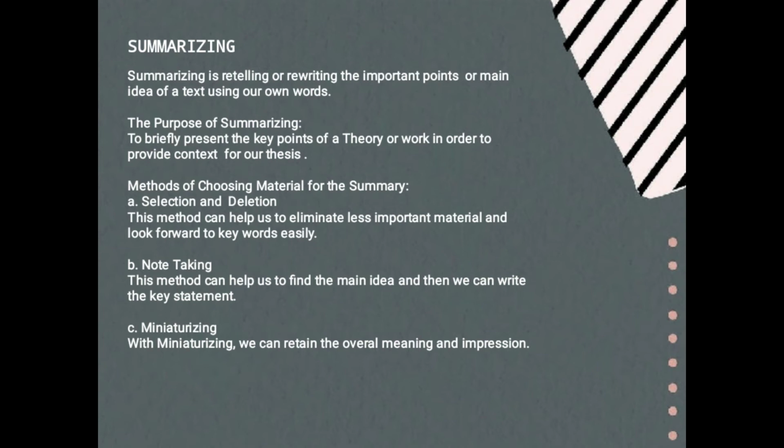And then methods of choosing material for the summary. There are three methods. For the first, selection and deletion. This method can help us to eliminate less important material and look for key words easily. And then the second one is note-taking. This method can help us to find the main idea and then we can write the key statement. And then the last is miniaturizing. Miniaturizing is retaining the overall meaning and impression.